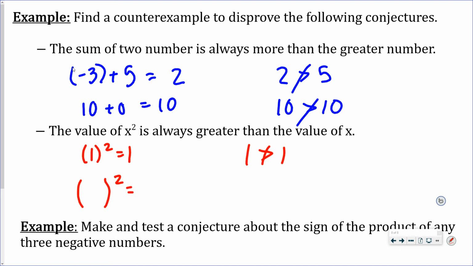Tyson, can you go on? 1/2 squared. Oh, love it. Square the top, 1, square the bottom. Is 1/4. Is that value greater than the number itself? Is 1/4 greater than a half? No. Good. 0 would also work. All right.